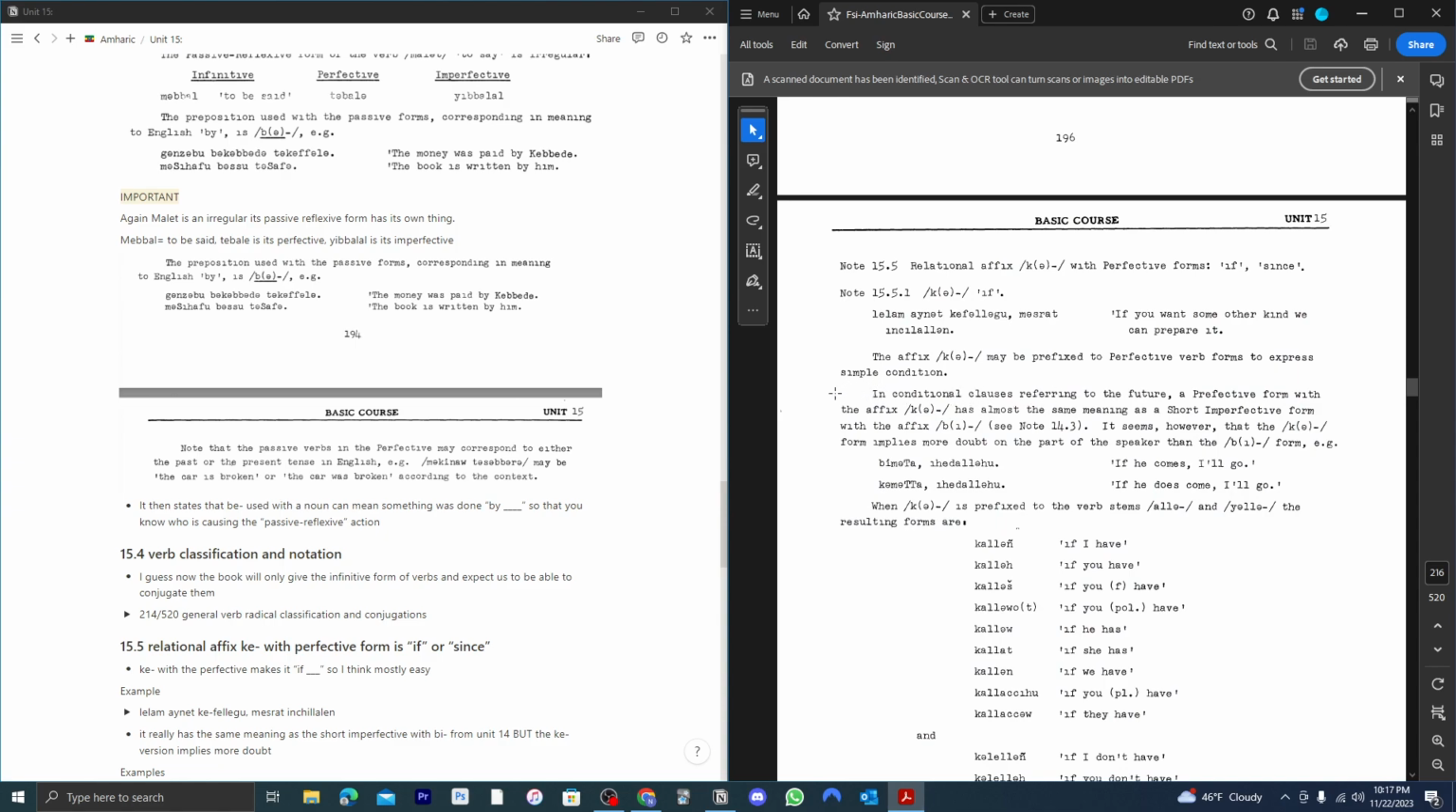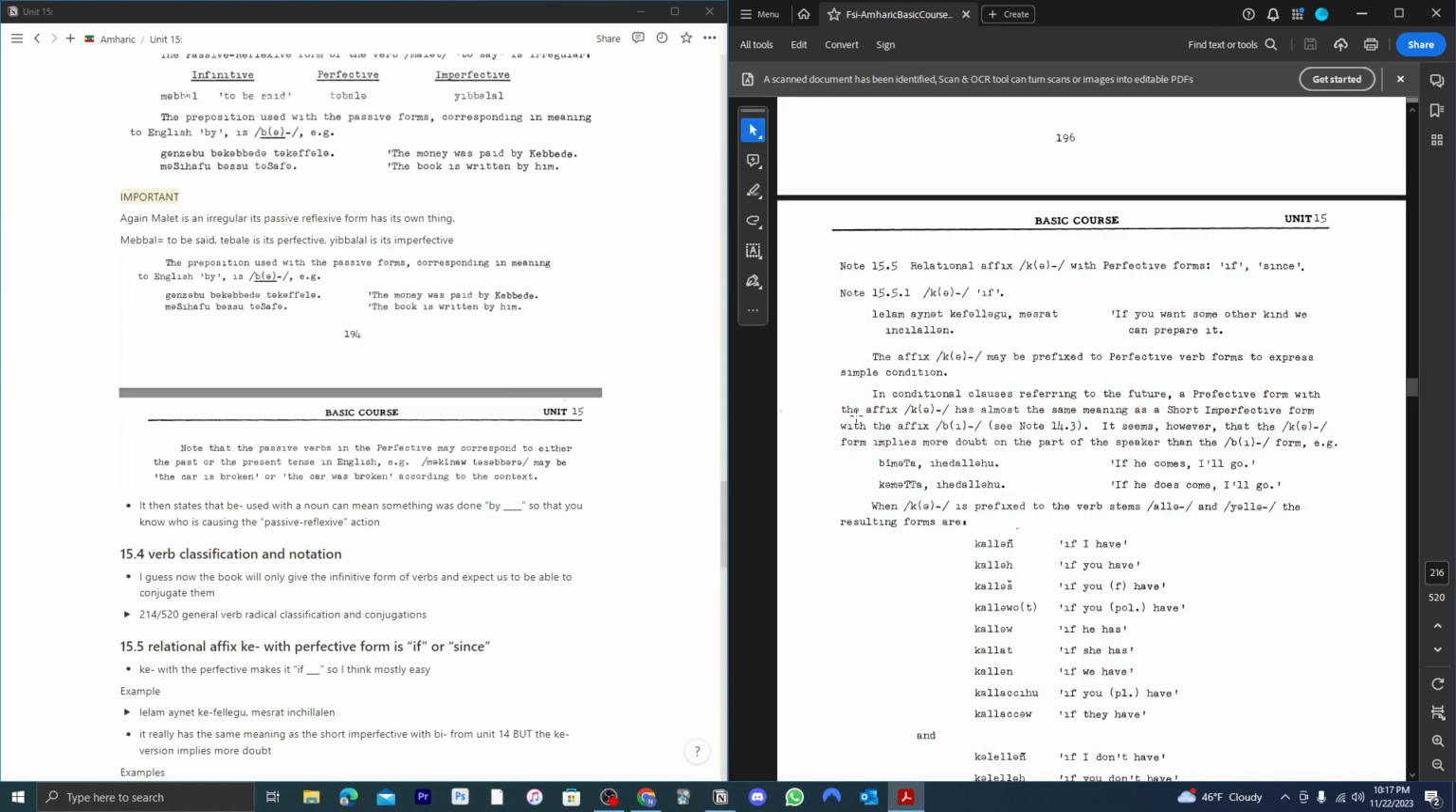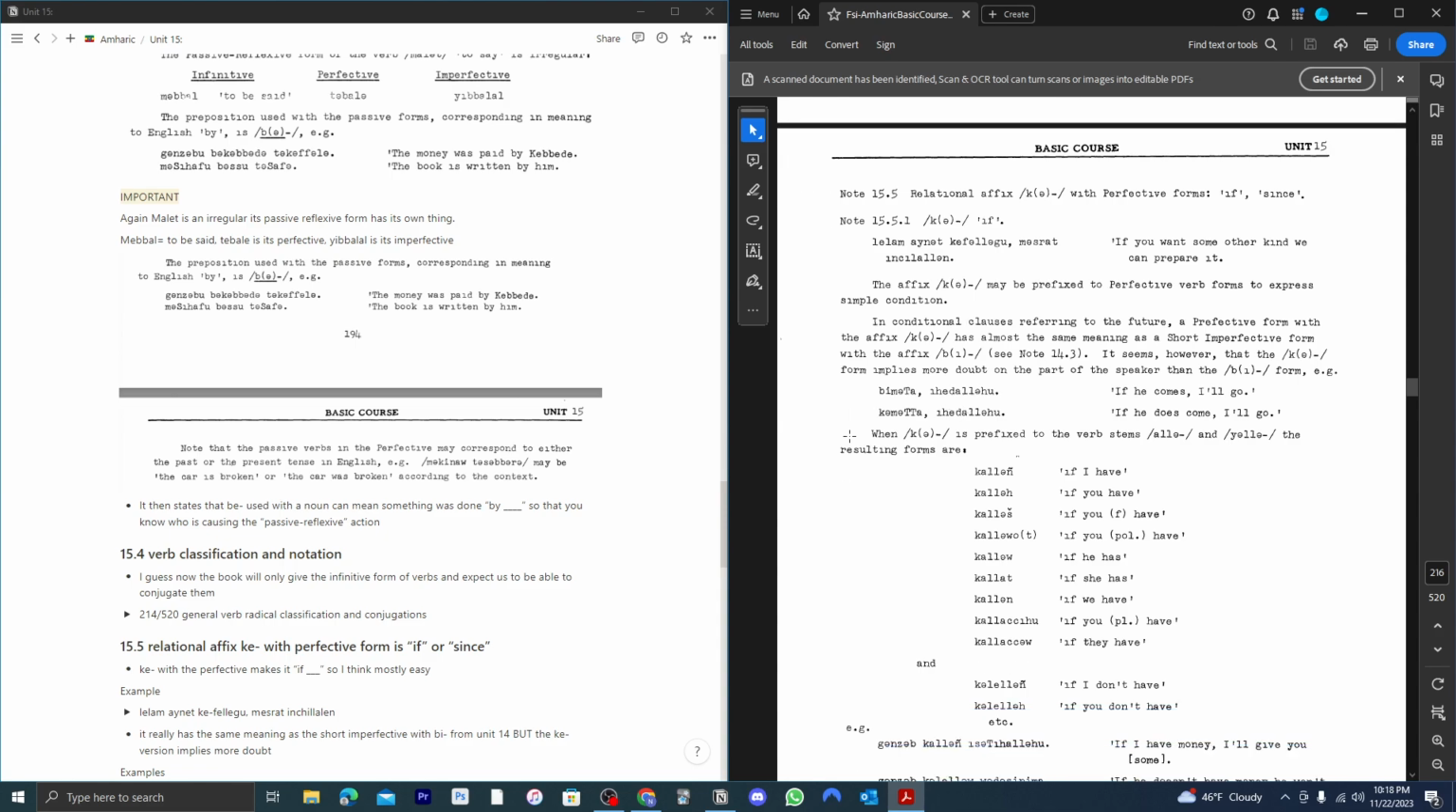Yeah, this basically says the bit with the short imperfective thing we learned in chapter 14 or unit 14 is essentially the exact same as this, but the ke form is apparently a little more dubious. I wouldn't even care about that. Like bimeta herallo, if he comes, I'll go. Kemeta herallo, if he does come, I'll go. Same to me. Really important to memorize the forms of ke with alle.